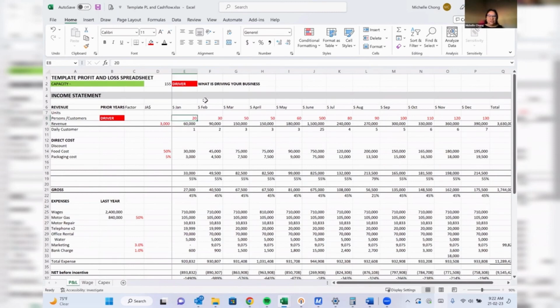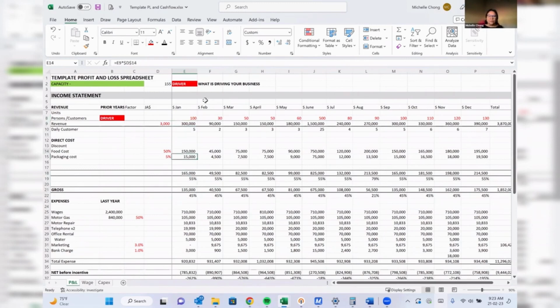If I was to change this 20, and in this scenario, in this spreadsheet, I'm using customers as my driver. So in this spreadsheet, I'm saying I want 20 customers in January. If I should change this to 100 customers, you notice my revenues increase. So your driver is the item you decide is going to dictate how your budget is going to pan out.